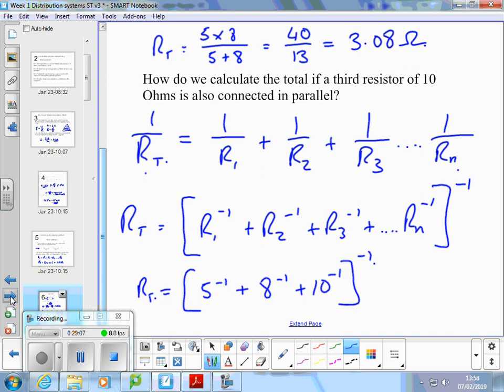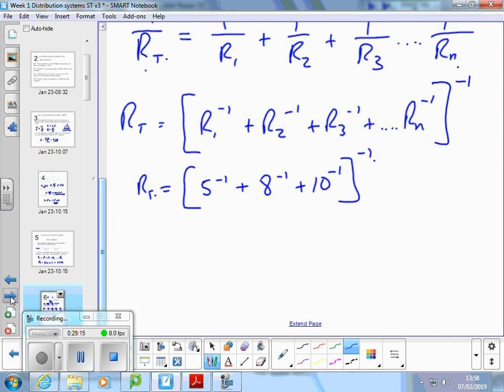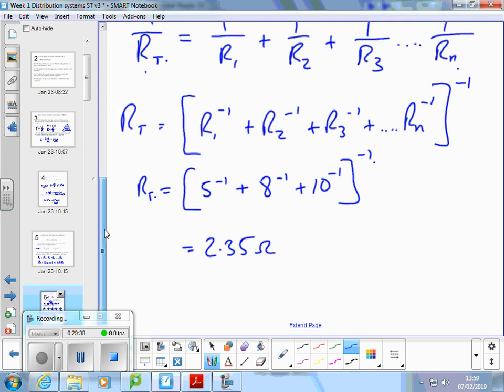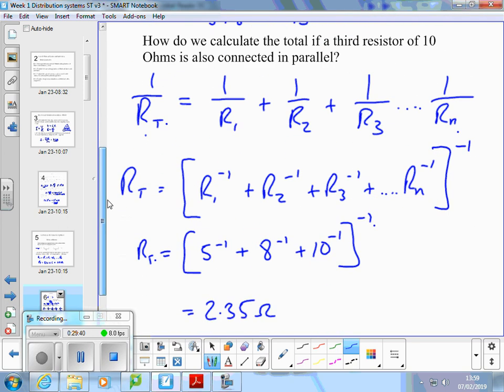And what do we know about the final answer for sure? It's going to be less than 5 because that's the smallest one. So do that on your calculator, please. Is that what you would expect? Or would you expect it to be even less when you add a third resistor? Yes, you would. There's now another route for current to go.